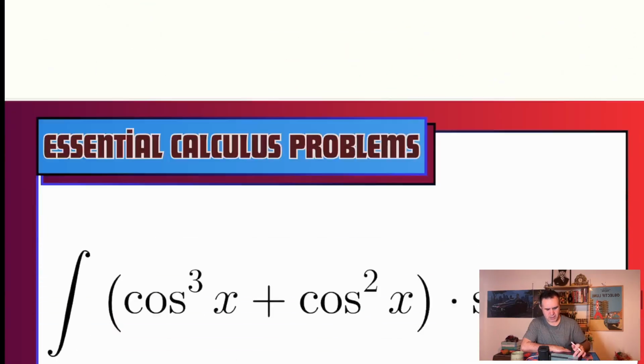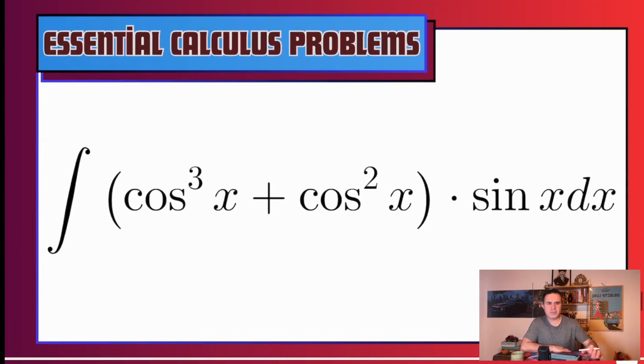And in the next problem, we will solve this: the integral of cosine cube x plus cosine square of x, times sine x dx. See you in the next video.